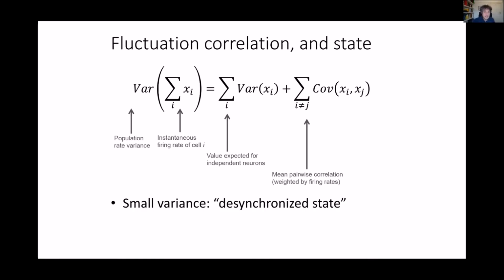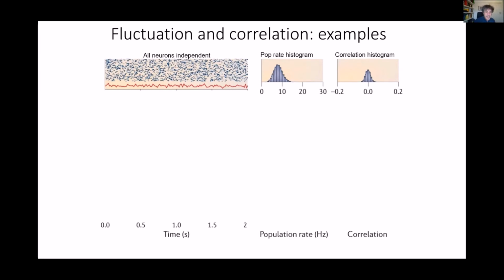And when there's a small variance, when these are equal, that's what you call a desynchronized state, where you don't have these big correlated fluctuations. And when the variance is large, this is larger than that, so the correlations are positive. This is what you call a synchronized state. Let's look at some examples. Again, this is hypothetical data. Here, we've got all neurons independent. This is a desynchronized state.